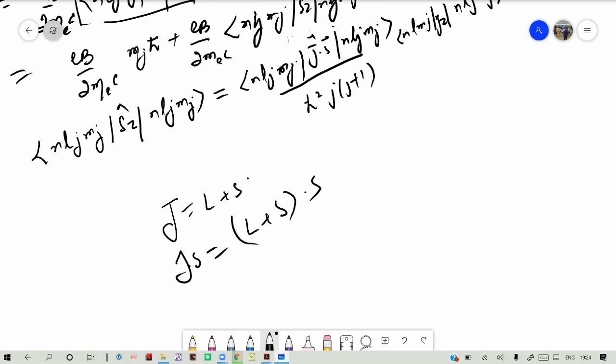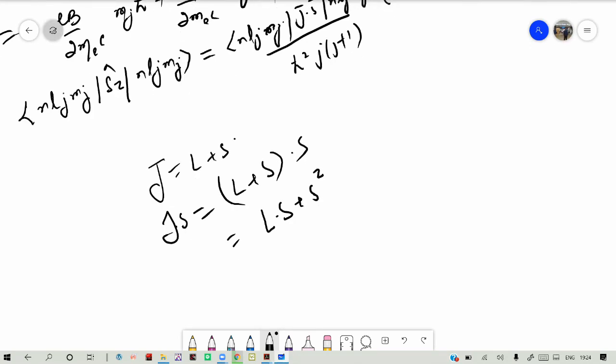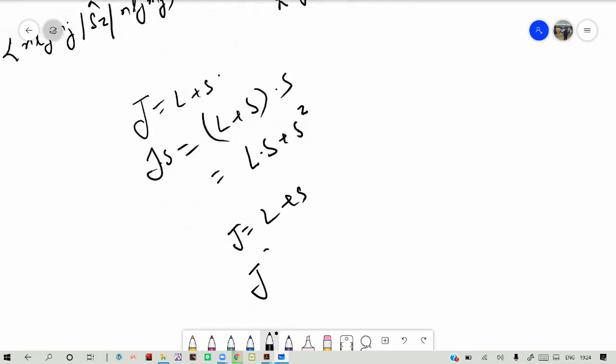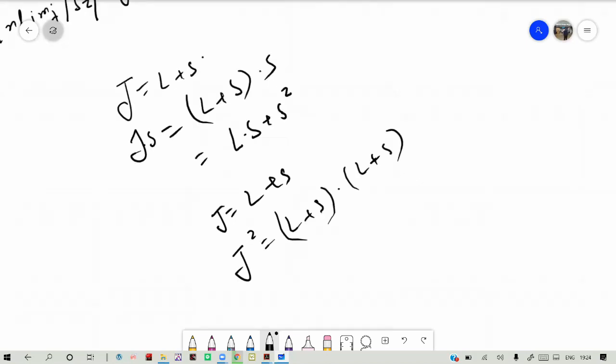That is L dot S plus S squared. So L dot S you can calculate from this. I can write J is equal to L plus S, so J squared is equal to L squared plus S squared plus 2 L dot S.